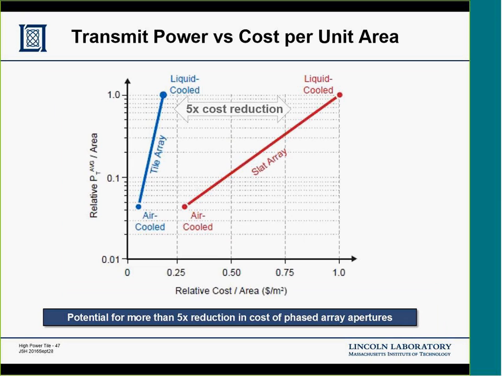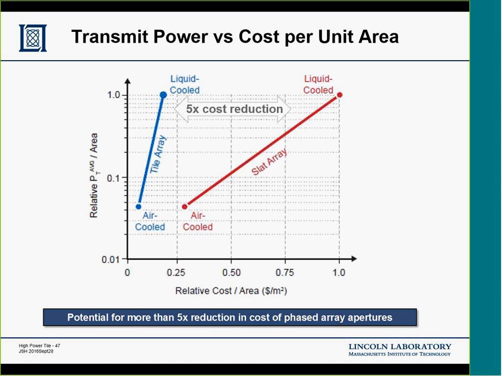So just looking at this from the user's perspective, which is I need to have a certain amount of transmit power per unit area, and ultimately it's going to have a limitation on how much things cost per unit area. And I'm showing you here the slat array and the tile array. It's all normalized, but ideally you'd like to be able to take advantage of this major cost reduction. There are two operating points here. At the very low end where it's air cooled, it's pretty clear that we are doing air cooling with tile and slat based arrays.